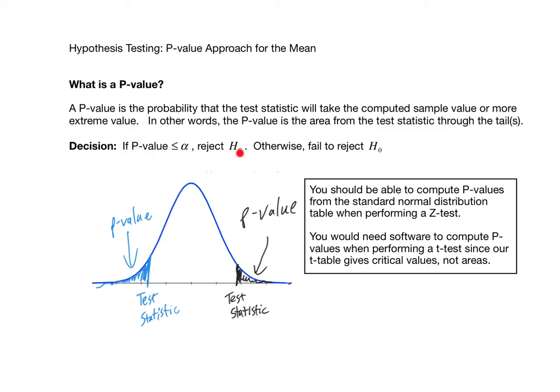If a p-value is less than or equal to alpha, the level of significance, then it's too extreme, the test statistic that is, and we want to reject the null hypothesis. If the p-value is greater than the level of significance alpha, then we fail to reject the null hypothesis. Since the p-values are areas, you should be able to compute p-values from the standard normal distribution table when performing a z-test. So when you have a z-test, you should be able to do this p-value approach.